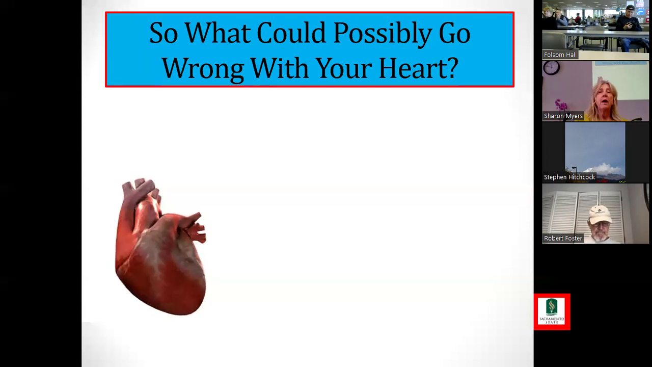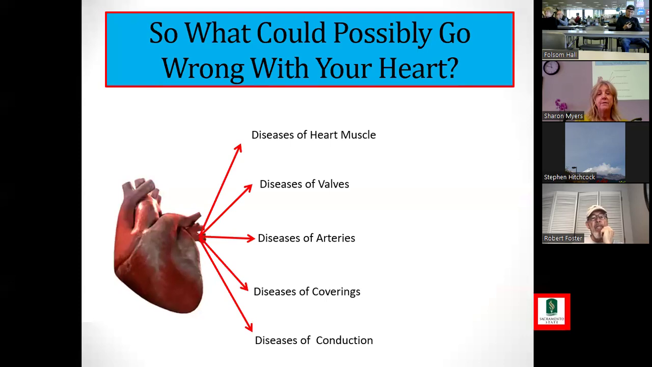So something can go wrong with any of these areas. Something could go wrong with the valves, something can go wrong with the muscle of the heart, something can go wrong with the drywall that's going around the paint area, and something could go wrong right in the muscle. So we're going to talk about all those different areas of the heart and the different things that can go wrong. So this just lists them all. I'm going to talk about diseases of the heart muscle, disease of the valves, diseases of the arteries, diseases of the covering of the heart, and diseases of the electrical conduction system. It's a lot of stuff.